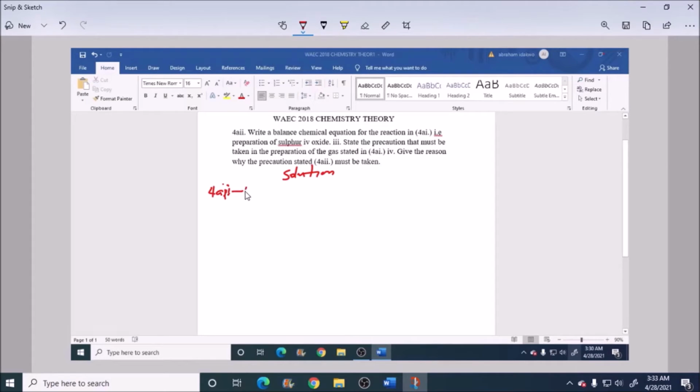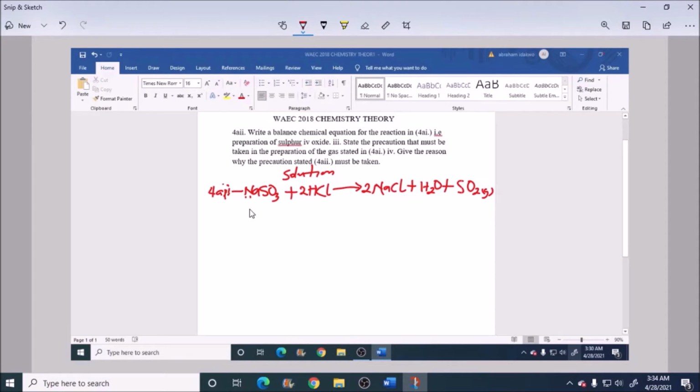Then we have Na2SO3, that is sodium sulfite, reacting with 2 mole of hydrochloric acid, HCl, giving 2 mole of sodium chloride plus 1 mole of water, that is H2O, plus SO2. So this is the sulfur 4 oxide we have to prepare.